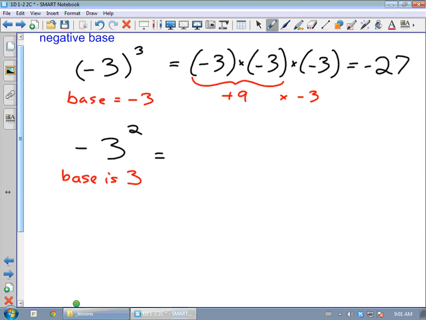So this one, we would have this negative sign floating out front, and then our power here is kind of like this, 3 to the power of 2. So 3 to the power of 2 is 3 times 3. So our answer here is going to be negative 9. The 9 comes from the 3 times 3, and then we still have that negative sign floating out front.